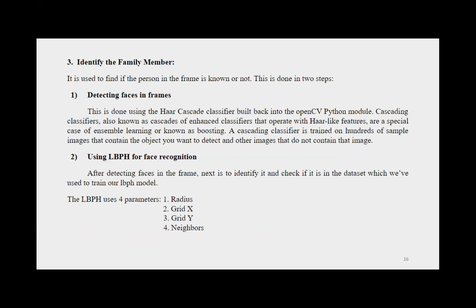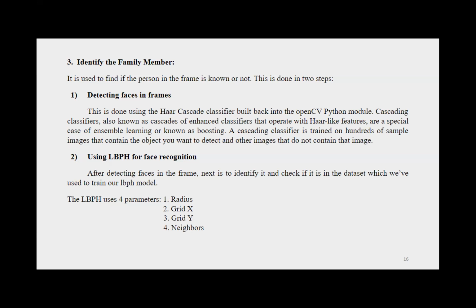Number 3, identify the member. It is used to find if the person in the frame is known or not. This is done in two steps. Number 1, detecting the faces in the frame. This is done using the Haar cascade classifier built into the OpenCV Python module. Cascading classifiers, also known as cascades of boosted classifiers that operate with Haar-like features, are a special case of ensemble learning, also known as boosting. A cascade classifier is trained on hundreds of sample images that contain the object you want to detect and other images that do not contain that object.